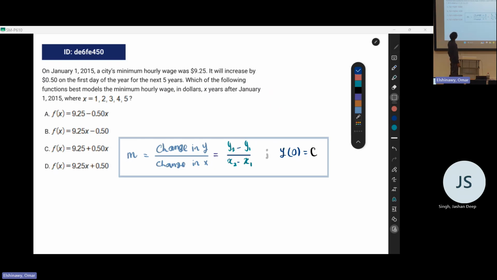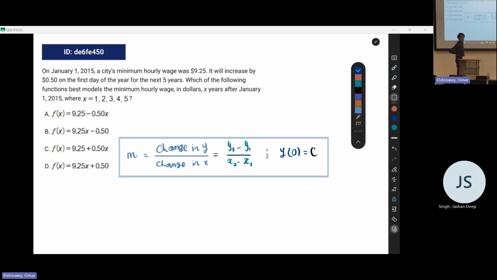So here, these are linear functions. You have the slope, and you also have the constant. Okay. So just by reading the problem, can somebody tell me what the rate of change here is? C. Yeah, the rate of change is C.